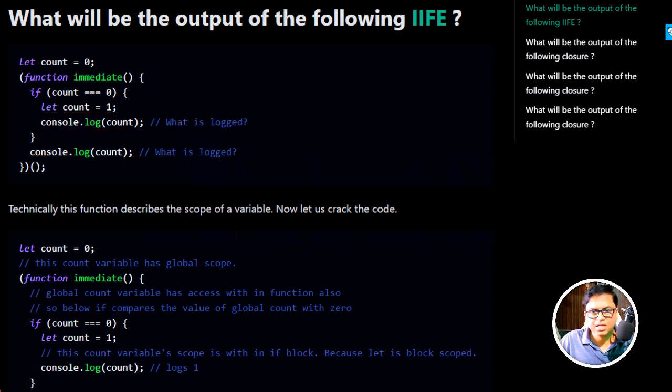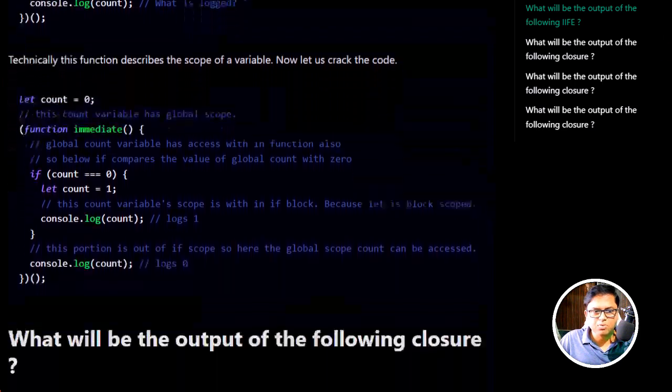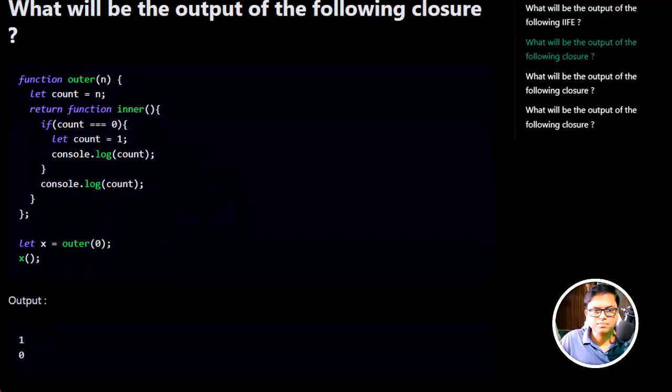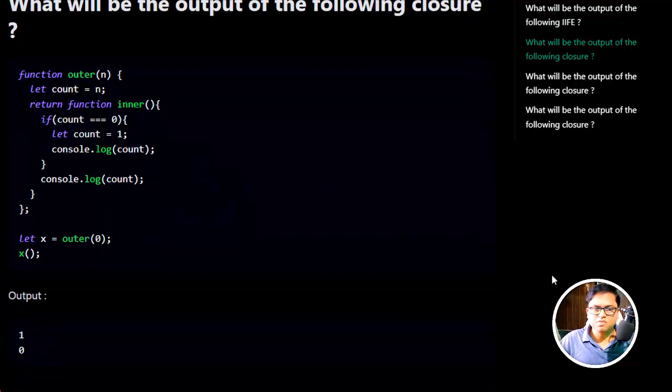Now let us move to another question. Now this is a closure function. What is a closure function? A closure actually allows us to access an outer function scope's variable inside an inner function.